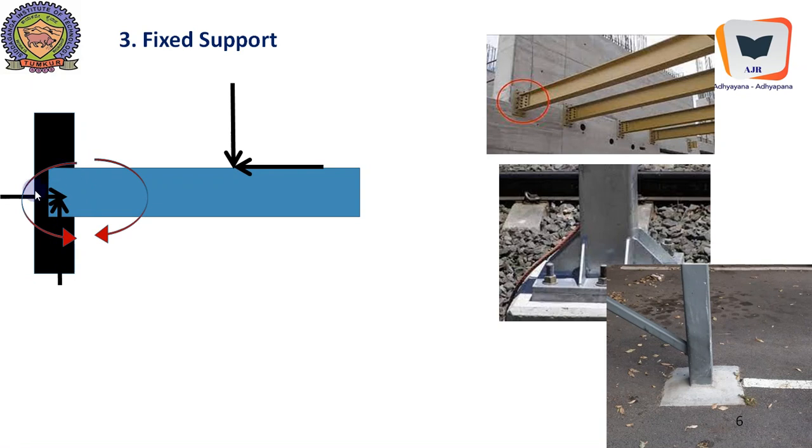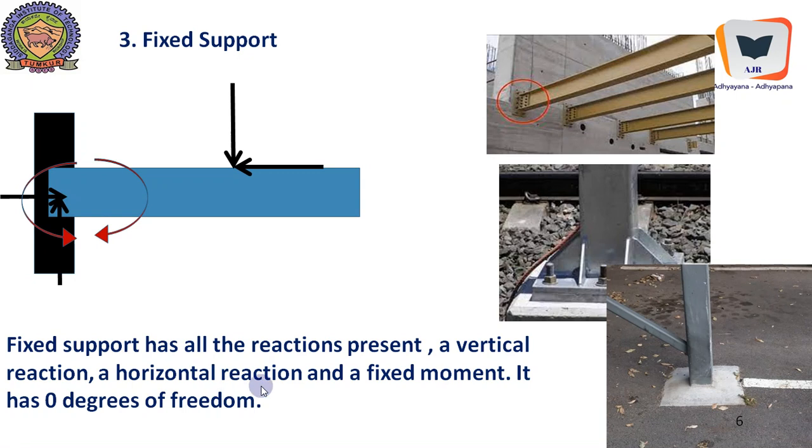Therefore, in a fixed beam, there will be 3 unknowns and there is no degree of freedom. It can neither move horizontally, nor move vertically, nor can it rotate. Therefore, fixed support has all the reactions present: a vertical reaction, horizontal reaction, and fixed moment. It has 0 degrees of freedom. Therefore, probably this is the reason why a civil engineer always prefers fixed beam or fixed support or fixity at both the ends of the structure.